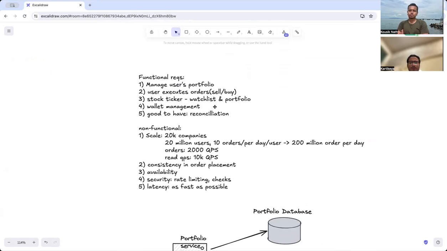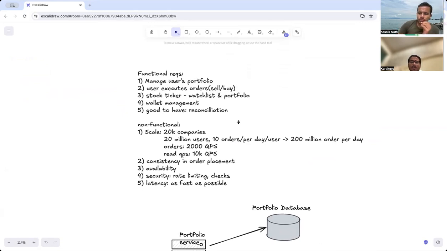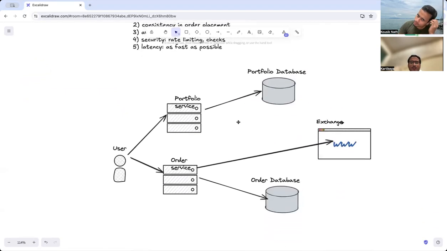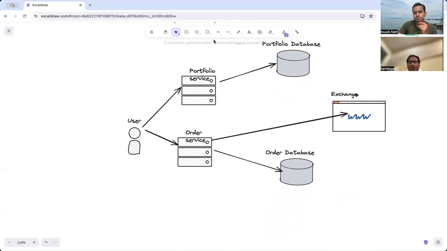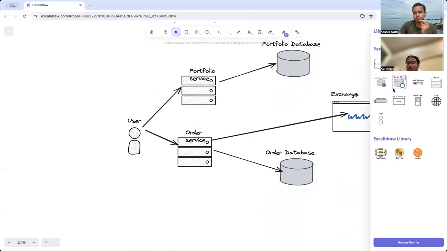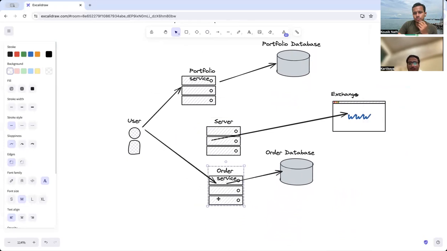Now we need a stock watch list or stock ticker. Then we also have wallet management. So let's build a service for a wallet first.